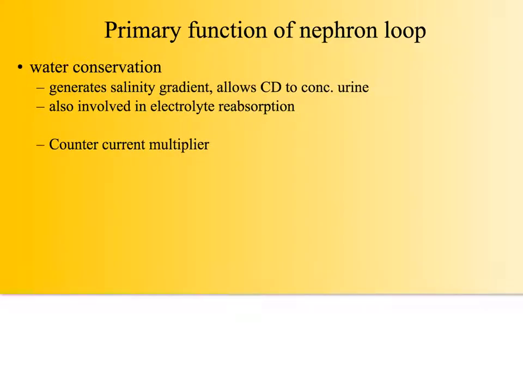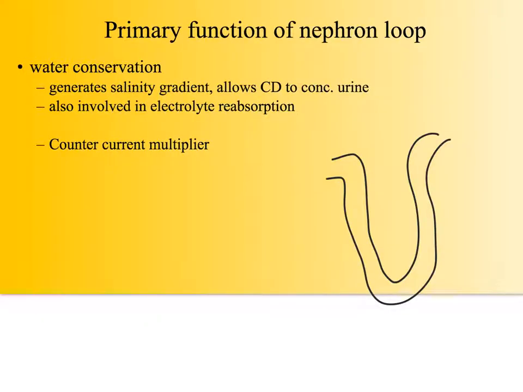Okay, so in these 4 slides, what we're going to talk about is how the nephron loop works. The nephron loop, you're going to remember, is just this part, the descending and the ascending components of the nephron. Its main job is to help us conserve water, so we're not peeing out 100 liters of water a day. The way that it does this is it's going to make a salt gradient.